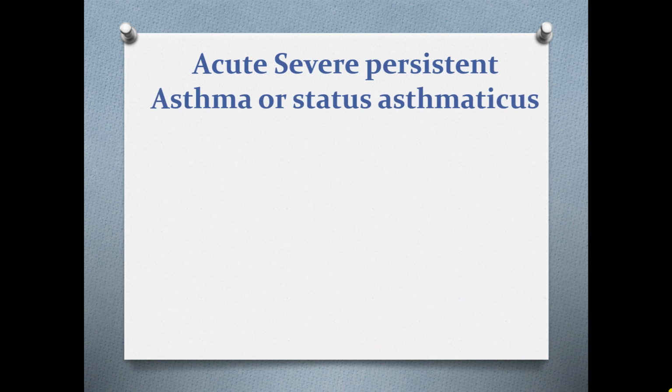Now we come to the last part of bronchial asthma, that is acute severe persistent asthma or status asthmaticus. There is a slight difference between acute intermittent asthma and acute severe persistent asthma and status asthmaticus. Acute asthma means mild intermittent asthma, you only have to give beta 2 agonist. But when the term acute severe persistent asthma or status asthmaticus is used, it is a medical emergency. You have to rush to the hospital to save the life of the individual.